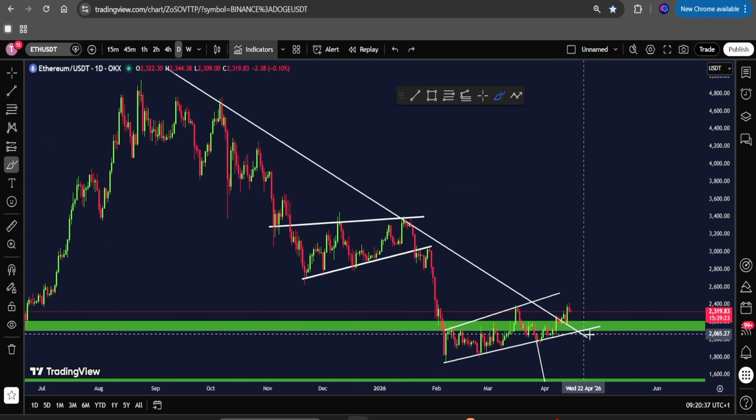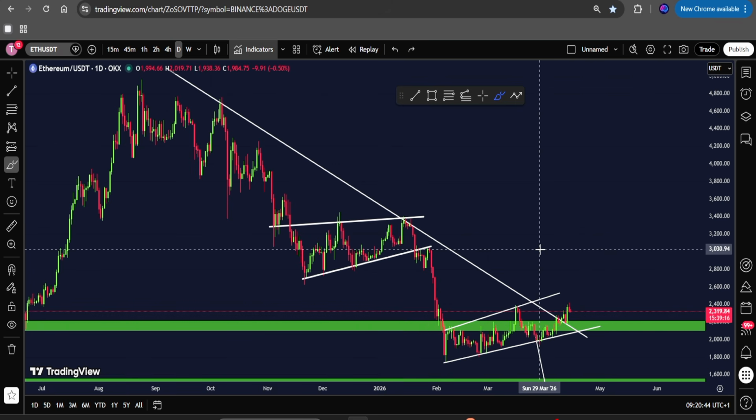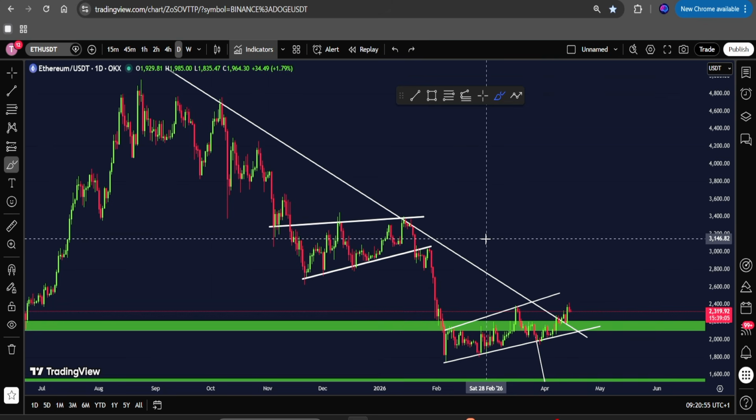If ETH can hold within this support level here, I believe that in the next few weeks or few days, we are definitely going to see the price break into much higher prices. So this is what we have on the ETH daily price chart.